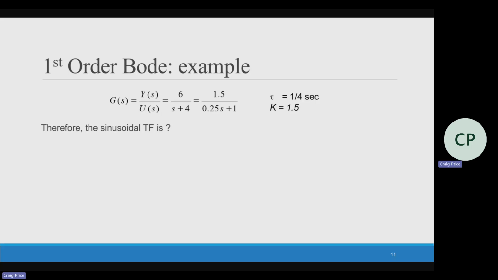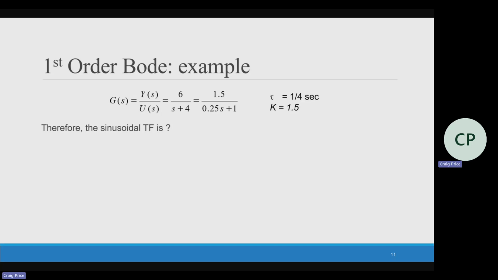I'm just going to do a quick example of this. Let's say that we had a transfer function and we get it in the standard form. So we get 1.5 over 0.25s plus 1. Therefore, tau is a quarter of a second. That's my tau. And k is equal to 1.5.